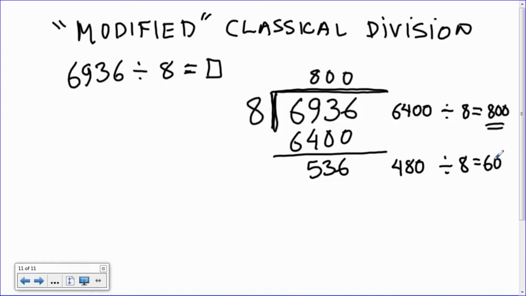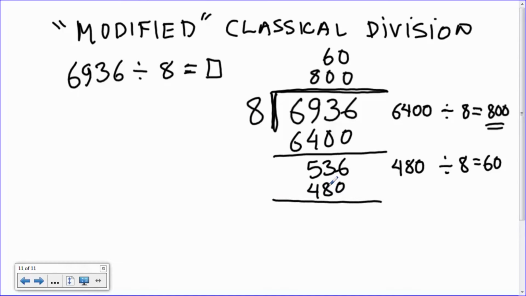So I can get rid of 480 objects into 8 groups by distributing them 60 at a time. So the next partial quotient is 60. I'm going to write it right up here above the 800. And then I want to make sure I remind myself how many objects I got rid of. Well, it's 60 in each group times 8 groups. That was 480. Then I perform the subtraction.